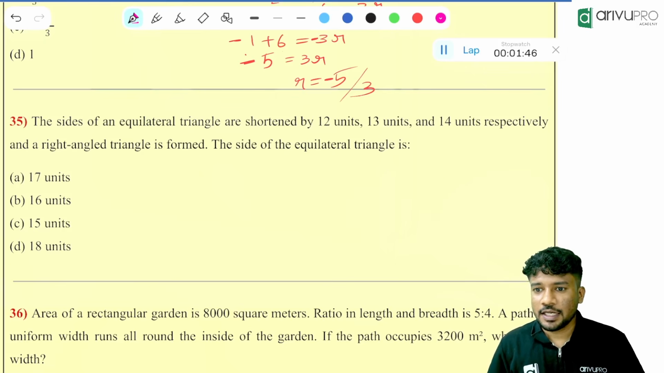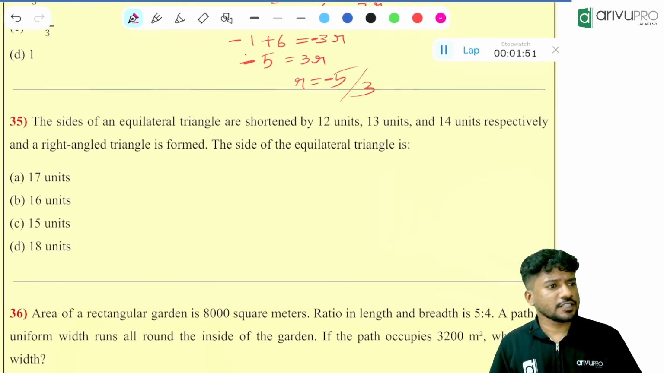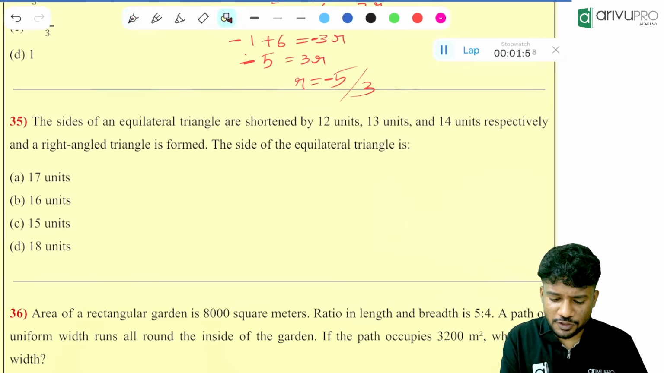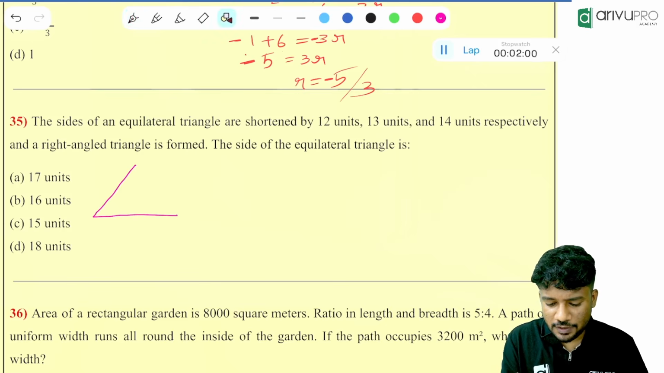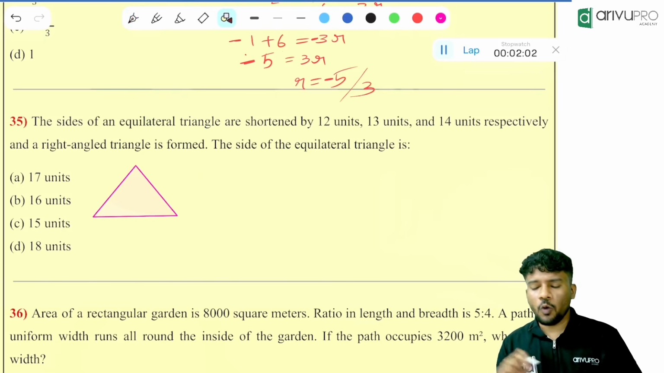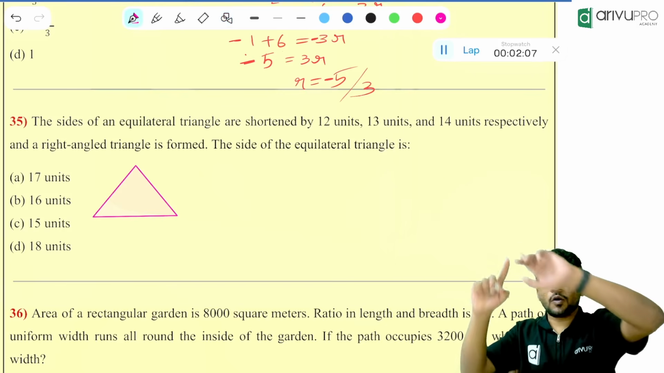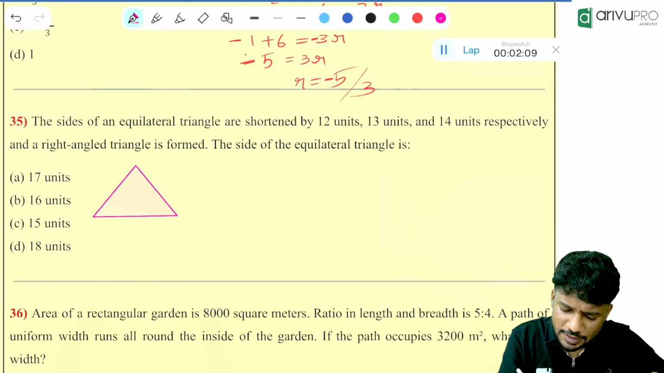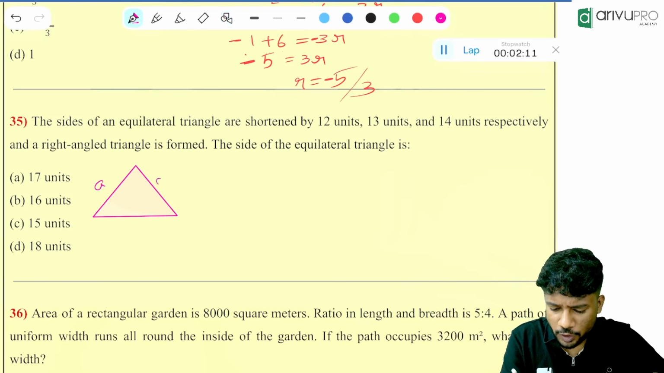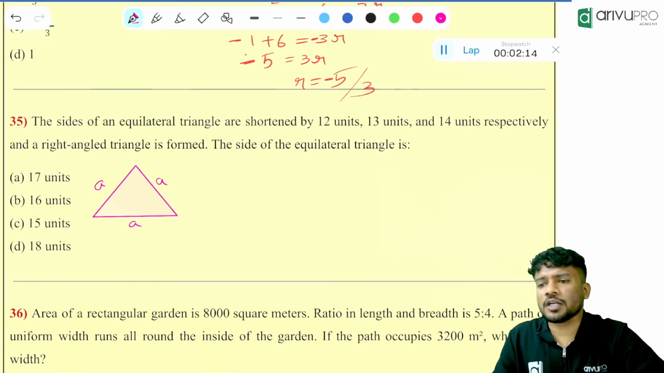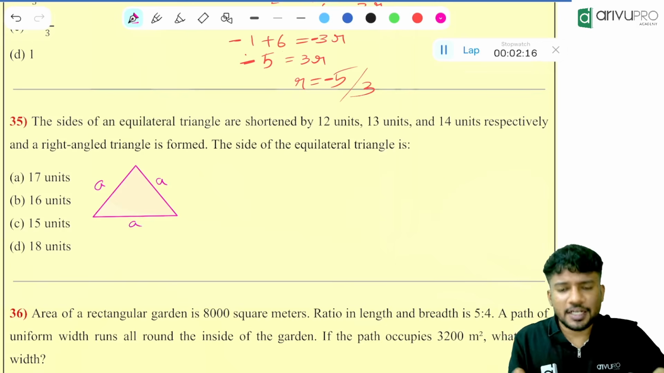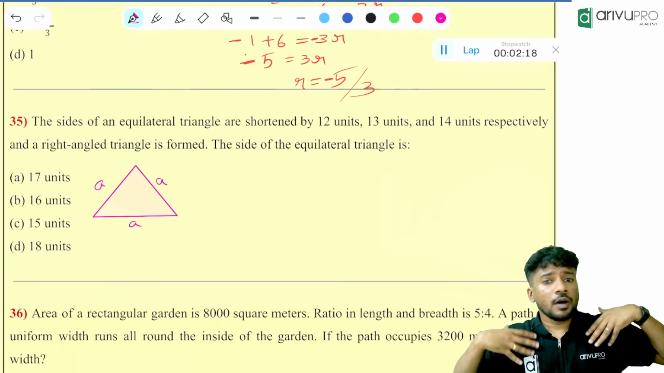Can I try, everyone? Let's try together. The sides of an equilateral triangle are shortened by 12 units, 13 units, 14 units. So first of all, everyone should know an equilateral triangle. An equilateral triangle is nothing but what? All the sides are equal. Somewhere yesterday you remember I told you equilateral triangle means all the sides are equal. For example, one side is A. Other side will also be what? A. And the other side will also be what? A. That is given.